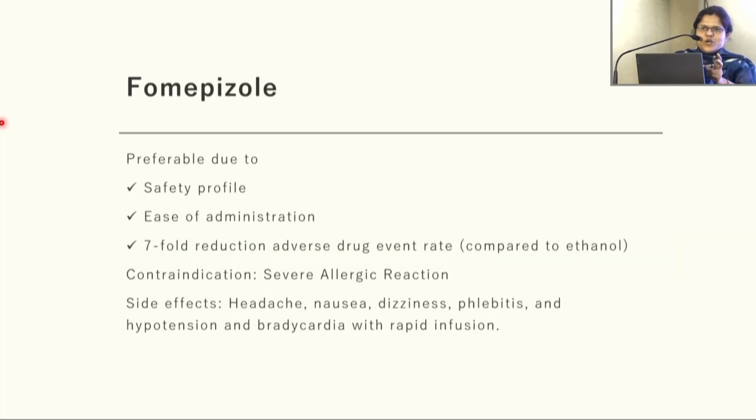So we had 2 options. One is fomepizole and the other is ethanol. Which is preferred? Fomepizole is preferred. Why? Because it has a better safety profile, there is ease of administration, and the adverse drug event rate is 7-fold lesser in the fomepizole group compared to the ethanol group.